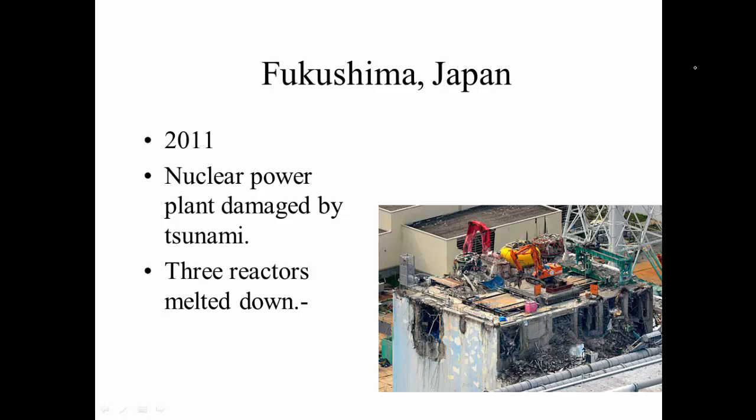And you may remember a more recent nuclear disaster was in Fukushima, Japan. There was a nuclear power plant on the coast, and there was a giant tsunami, and the nuclear power plant was damaged, and the cooling systems malfunctioned, and three of the nuclear reactors melted down and released a lot of radioactive particles into the environment.